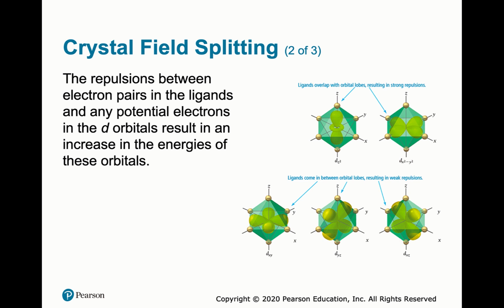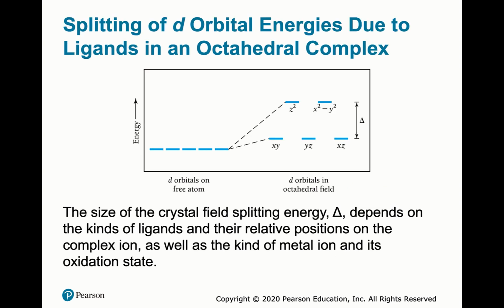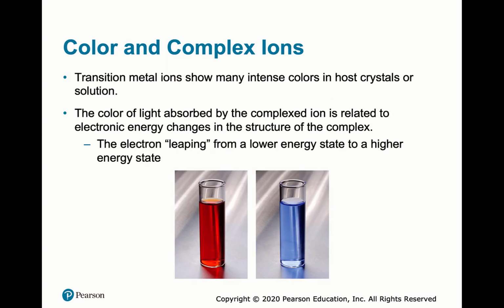This is kind of what I've said already. It's going to push on these and raise the energy levels, especially for the dz squared and the dx squared minus y squared orbitals. And that's what we have here. Depending on the size of the splitting, we have certain consequences, like the colors that we see, which come from the electrons leaping. Colors in solution and in metals come from visible light and electron energies being absorbed.